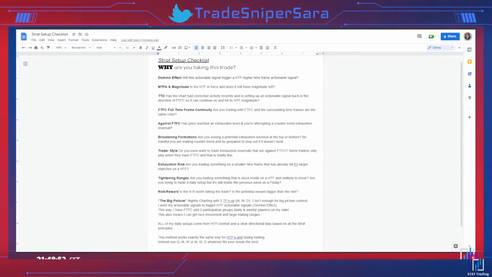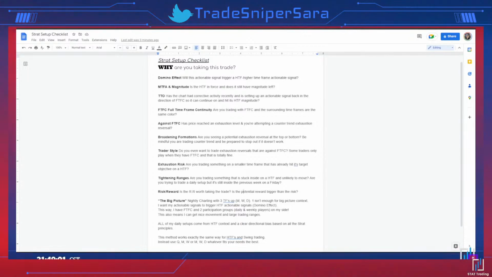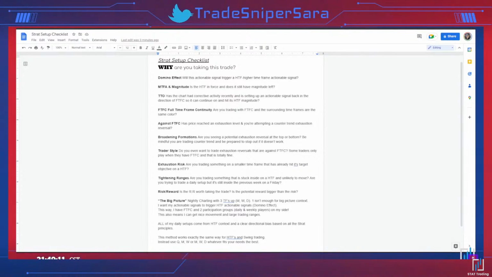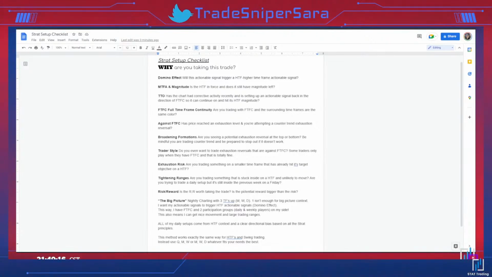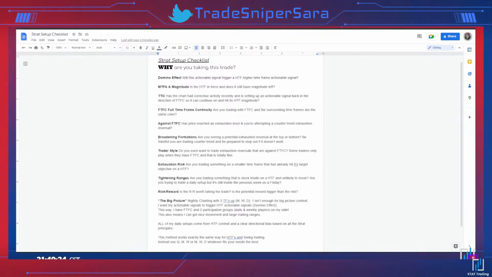Okay, so back to lesson 11 and the big picture. What I do, when I'm looking for strat setups for the following day, is use 3 time frames. All of my day trade ideas come from higher time frame context and strat principles. So when I'm charting, I am using the month, the week, and the day. And in my opinion, one time frame is not enough to get the big picture.